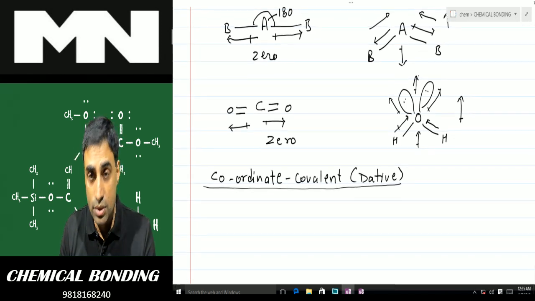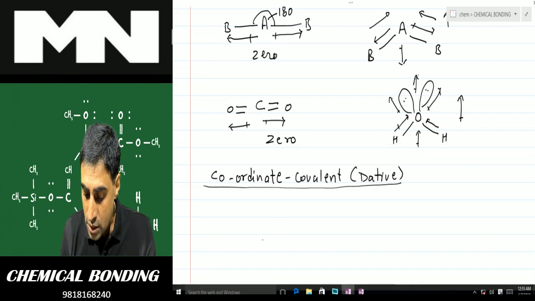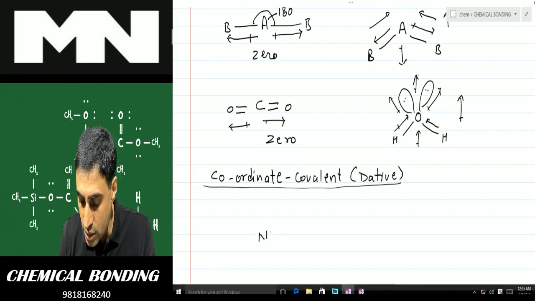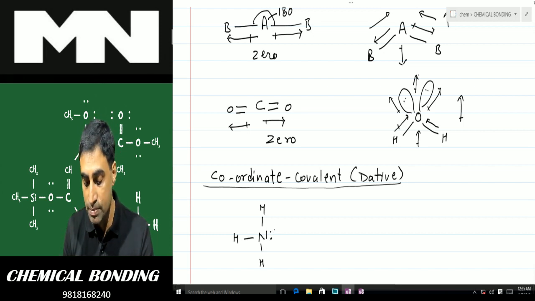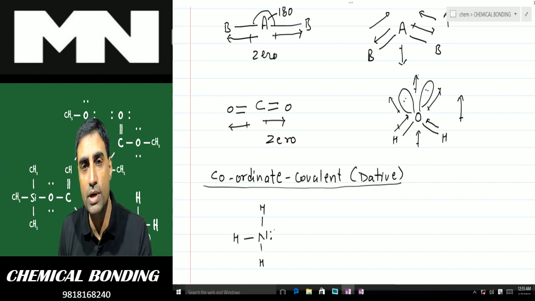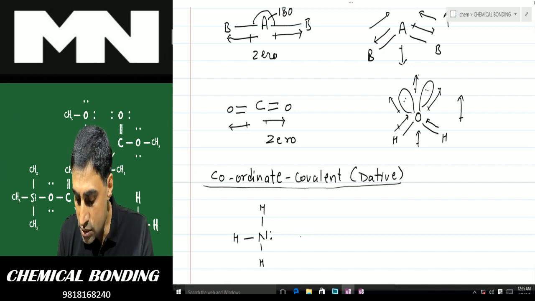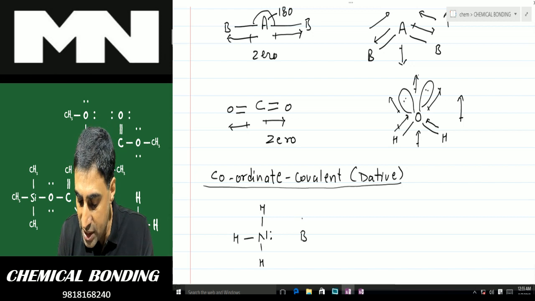Now let us have a look at this bonding. Now suppose I have ammonia molecule like this, NH3. When I talk about ammonia, I know that nitrogen has got a lone pair of electrons in this. I have already taught you the structure of ammonia in hybridization. So here you have a lone pair of electrons on nitrogen. Now suppose I have got another molecule, that is BF3 molecule.